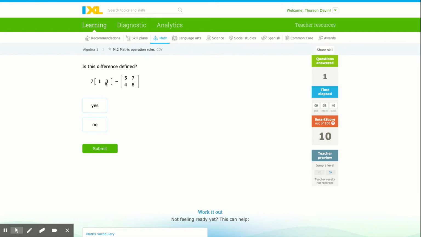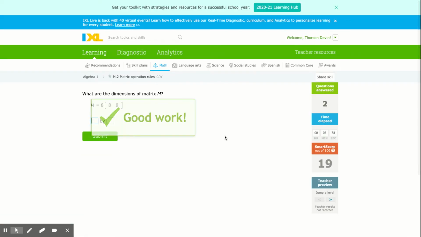Here, we're trying to subtract two matrices. Now remember, multiplying by a scalar doesn't change the dimensions. So once I distribute the 7 in, it'll still be a 1 by 2. But this is a 2 by 2. And to subtract matrices, they have to be the same dimensions. You cannot add a 1 by 2 to a 2 by 2. So no, that difference is not defined.